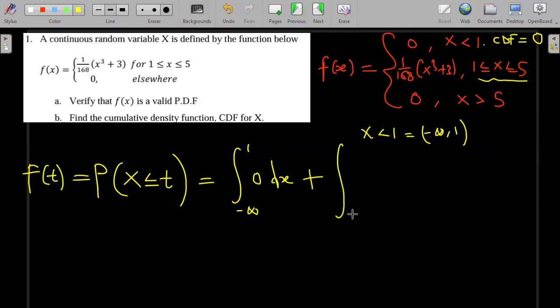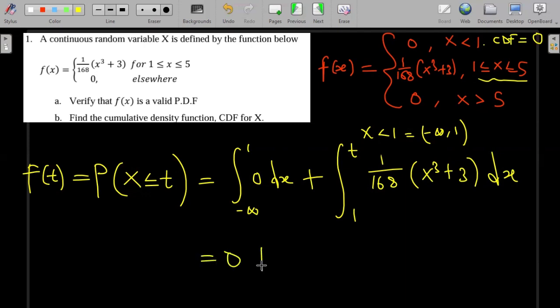So it will be from minus infinity, which is just the lowest number in this interval, up to 1, and then from 1 all the way up to t. And then I write 1 over 168 times x to the power 3 plus 3, and then dx. So this is what I have. This part here just gives me 0, so that would be 0 plus.